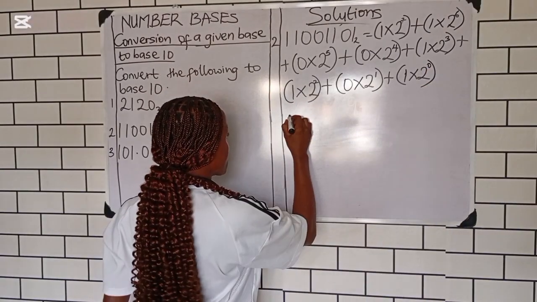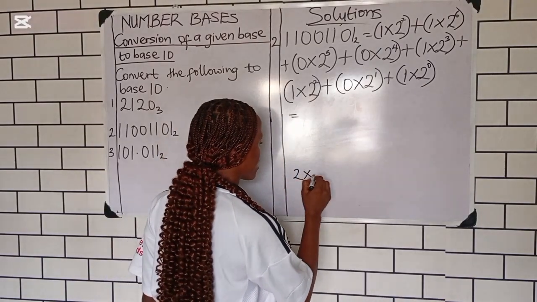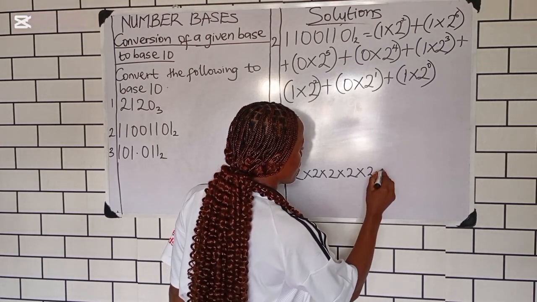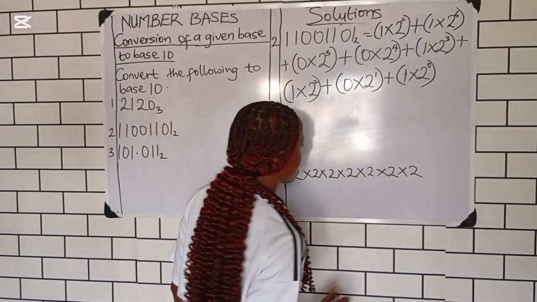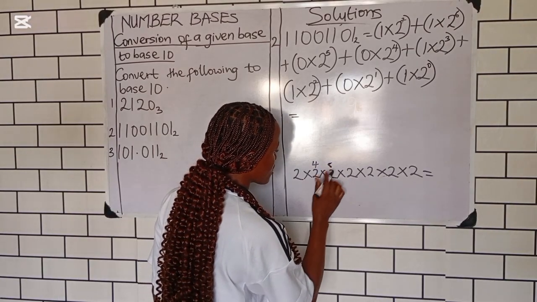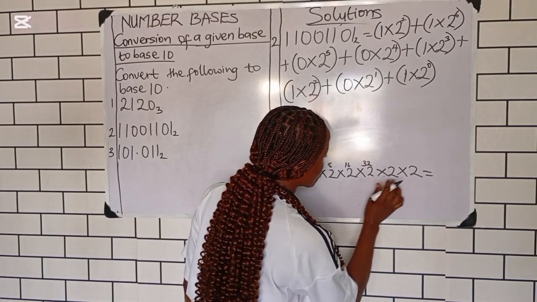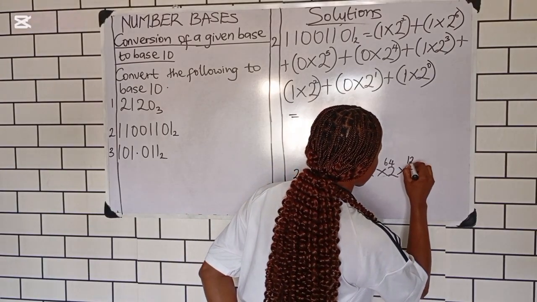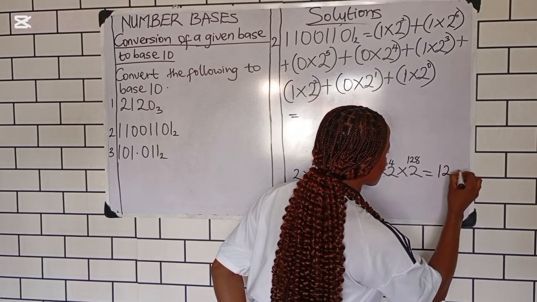Now, moving further, you have your equality sign. We have 1 times 2 raised to power 7. Here will give us 2 times 2 times 2 times 2 times 2 times 2 times 2, seven 2s: 1, 2, 3, 4, 5, 6, 7. Exactly. Now 2 times 2 here will give us 4. 4 times 2, 8. 8 times 2, 16. 16 times 2, 32. 32 times 2, 64. 64 times 2 will give us 128. Therefore, our answer here, 2 raised to power 7 will give us 128.